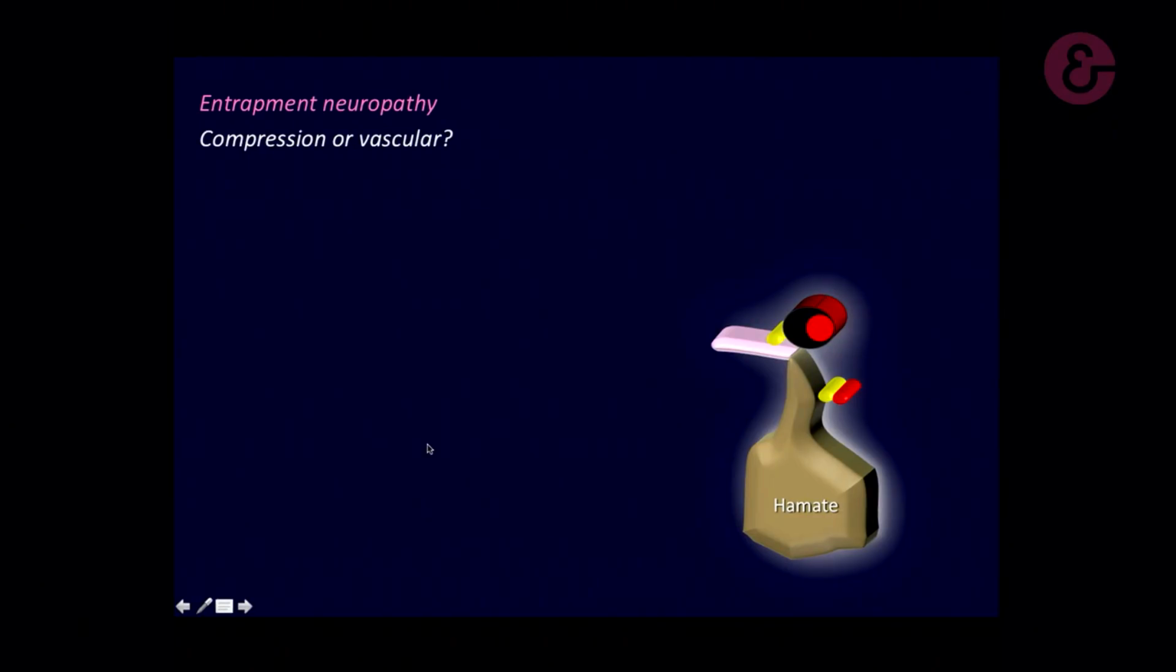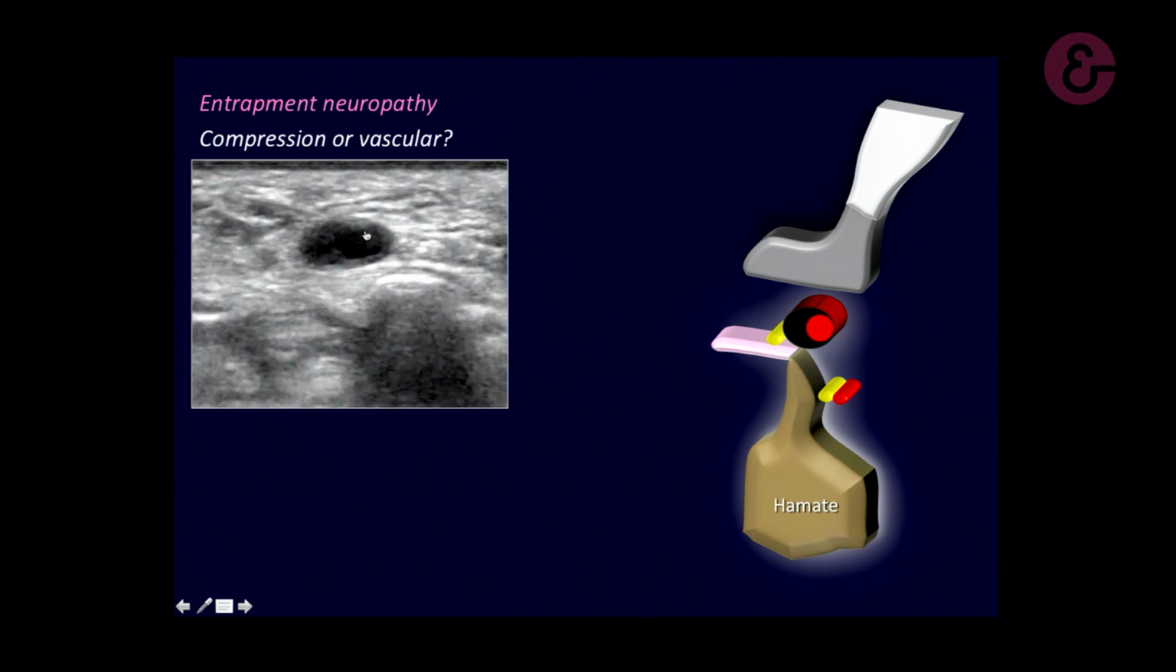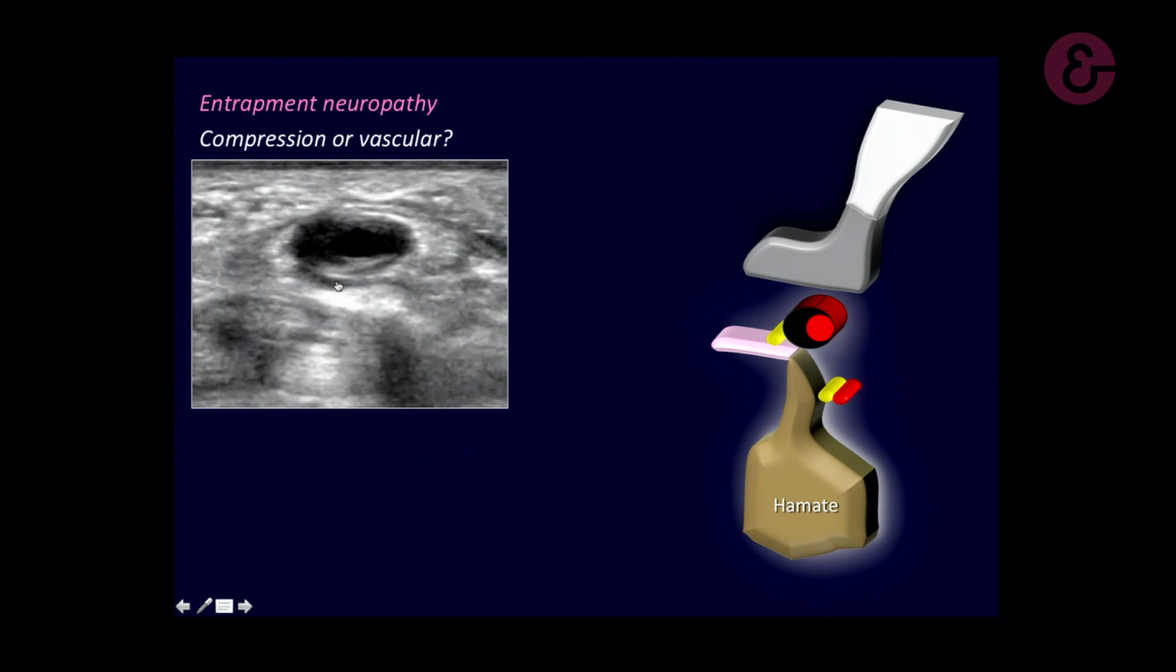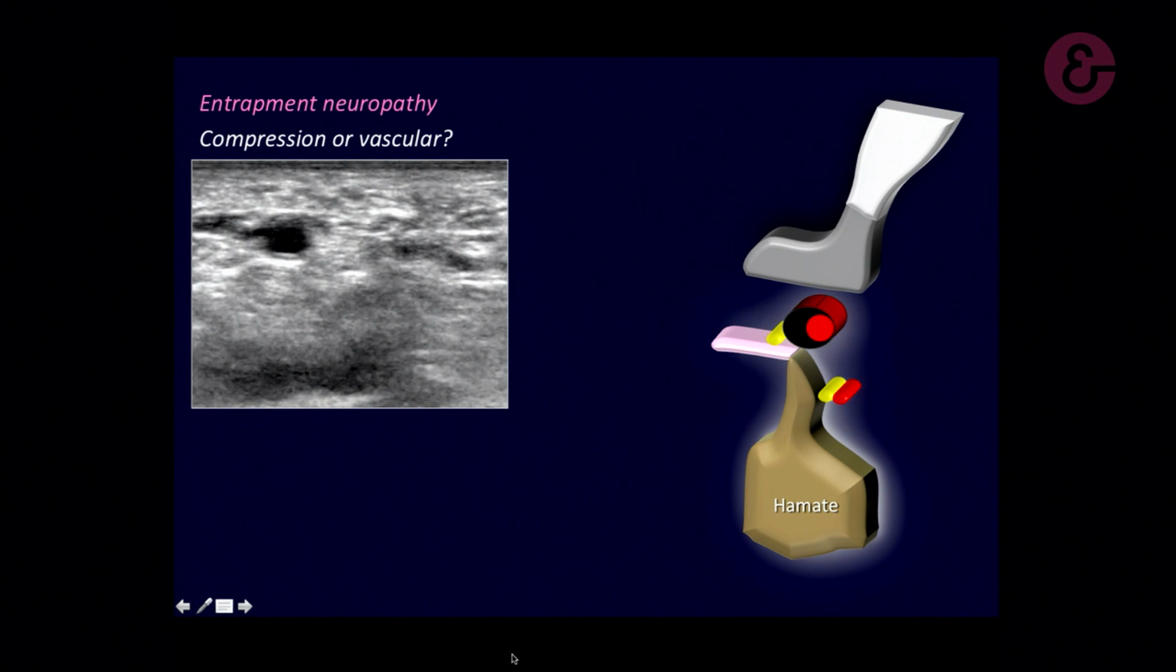Pseudoaneurysm of the ulnar artery, the superficial ulnar artery, compressing or reducing the vascularization of the nerve, I believe, most probably. I put the transducer in this way. I can see here the artery, and you can see moving the thrombus, like the abdominal aorta, and once again the artery, which is normal. The nerve is located close. So I don't believe, really, there is a compression, as everybody says.